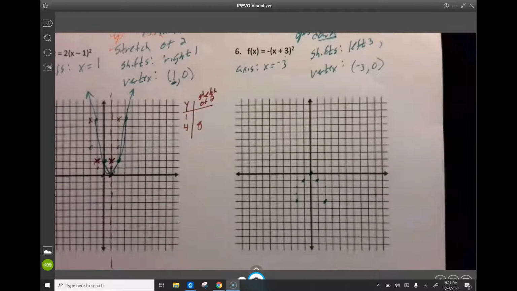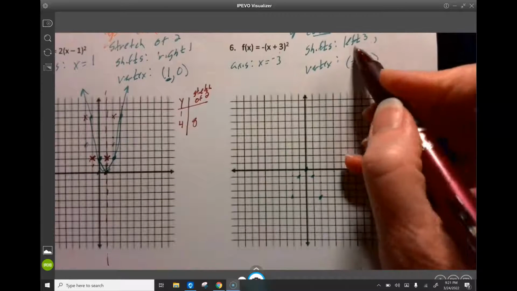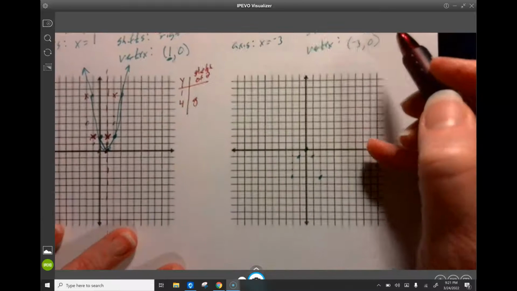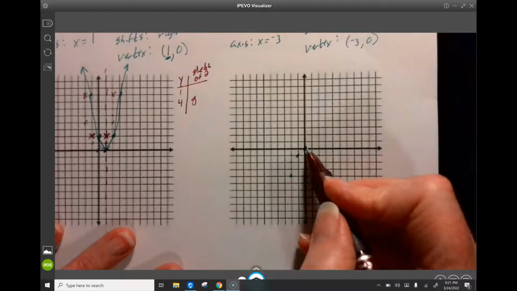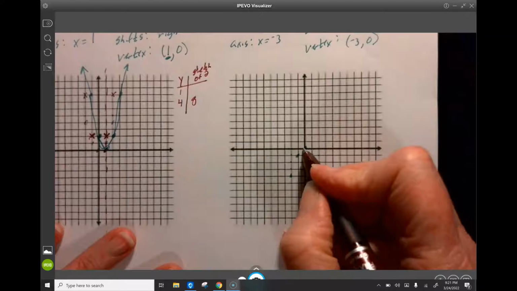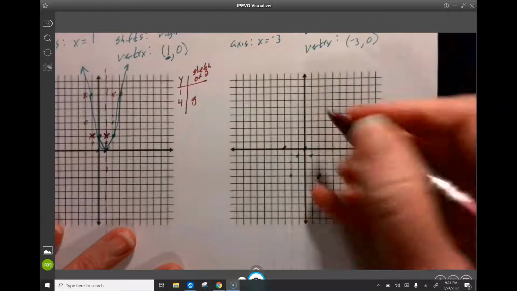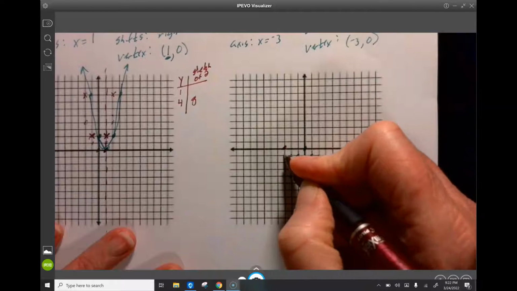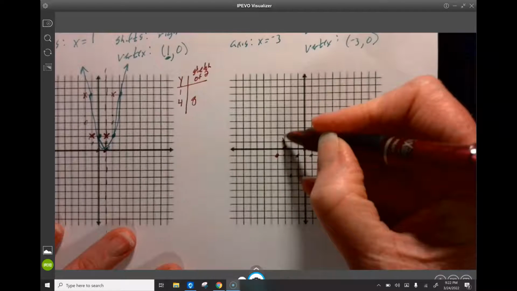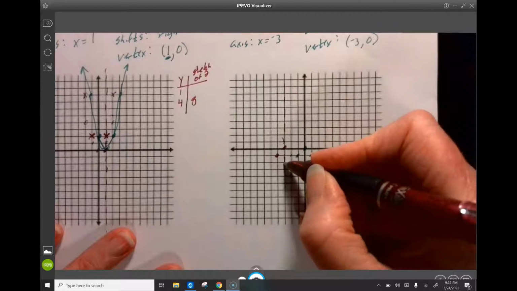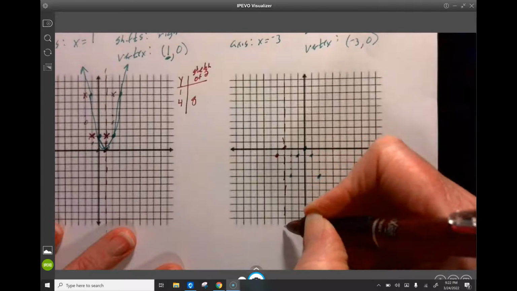Okay, now what else do I have? I don't have a stretch, so I just have a shift left 3. So I'm just going to take everything and go left 3, and also look at where that vertex is. 1, 2, 3. I'm going to shift this one 1, 2, 3. But then I'm going to use my axis of symmetry. Here's my axis of symmetry, right?